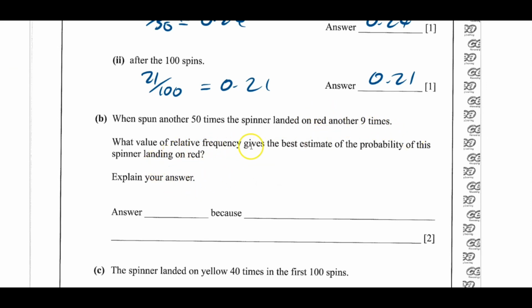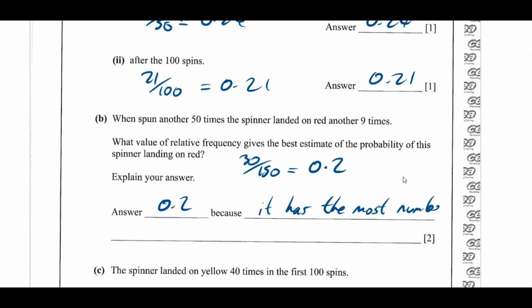The question says, when spun another 50 times, the spinner landed on red another 9 times. What value of relative frequency gives the best estimate for the probability of the spinner landing on red? So the third value, which would be another 9, is going to be 30 over 150, which works out to be 1/5, sorry, which is going to be 0.2. That is because it has been spun the most times, so the most number of trials. Most number of trials, and that should get you the marks.